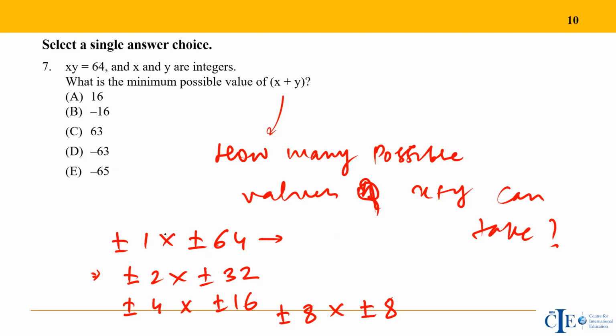Do not take the cross one, like 1 and minus 64. This will not be possible, because the product in that case is given to be 64. It has to be positive.